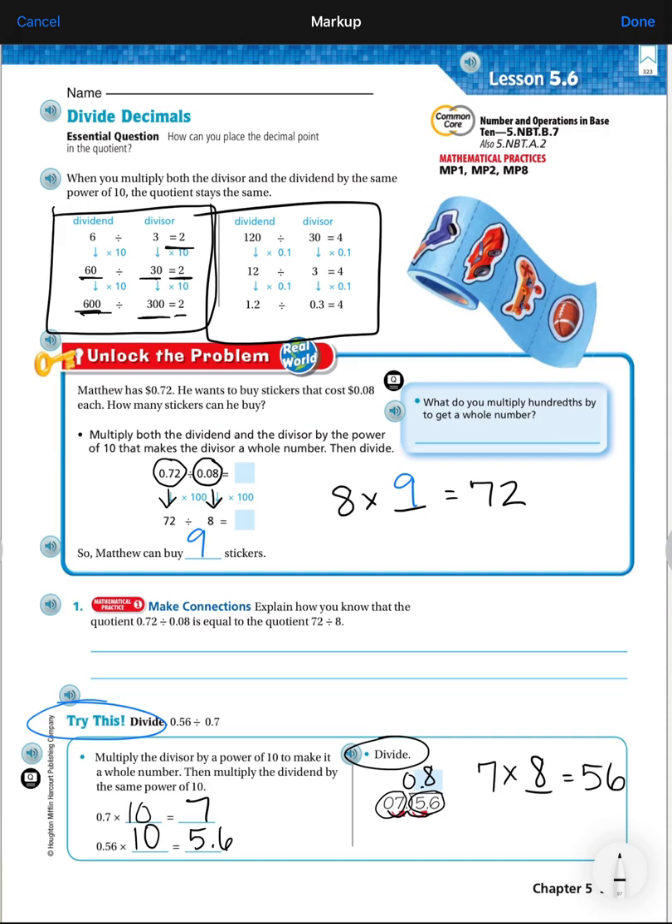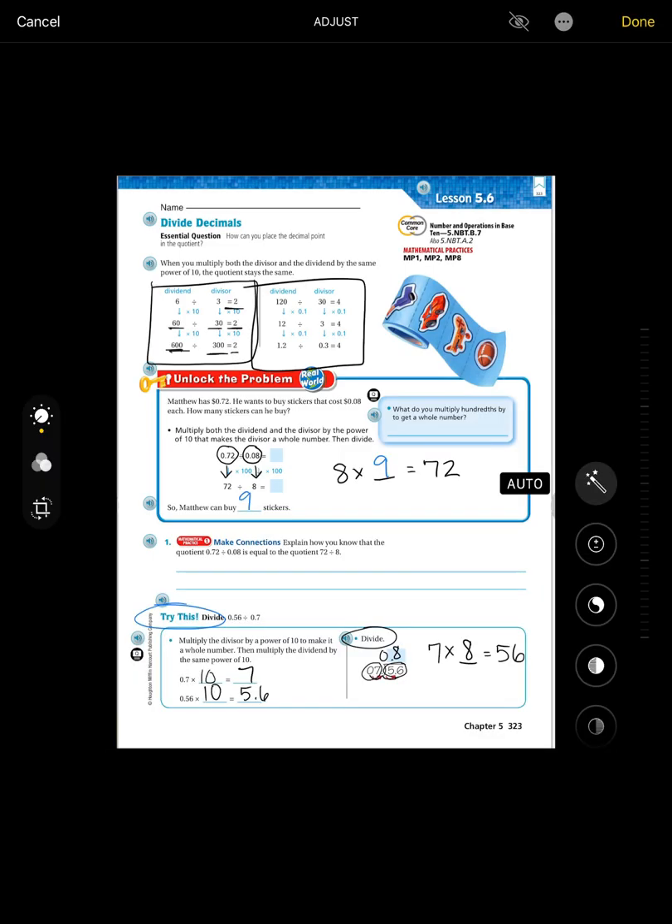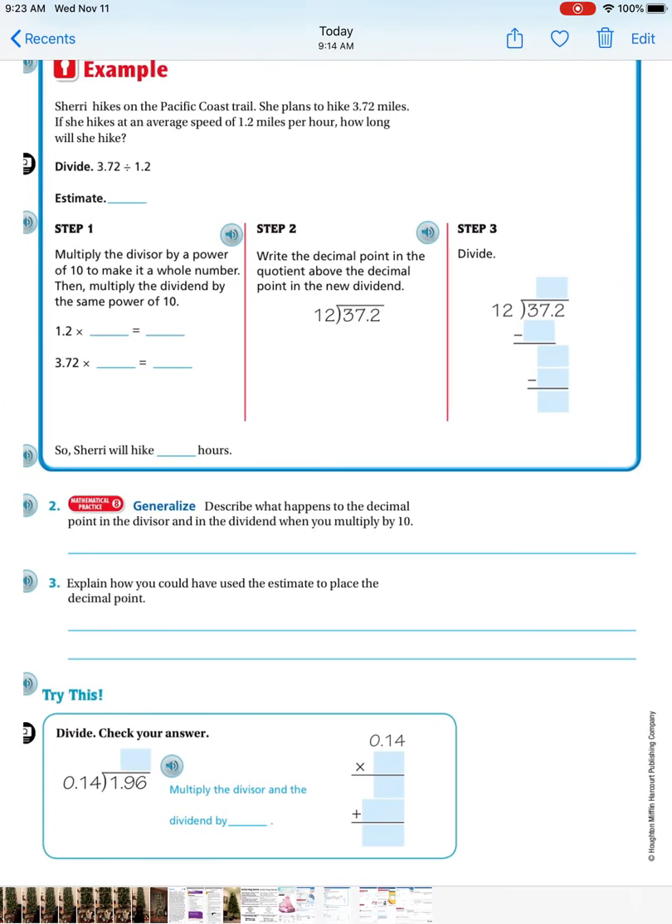Okay, we're going to go ahead and look at a few on the next page, which is page 324. Page 324.